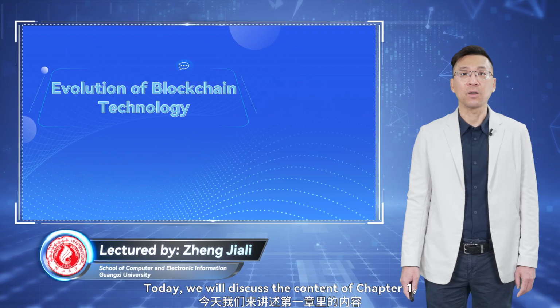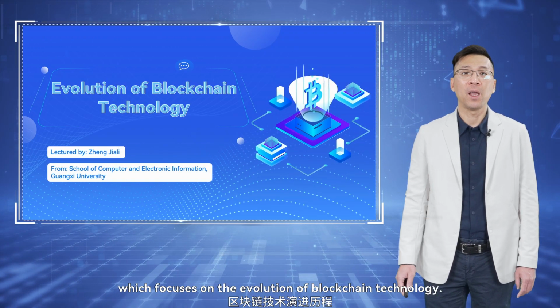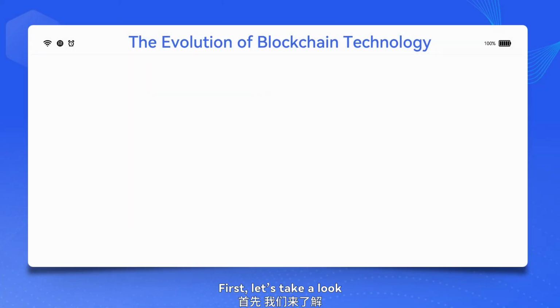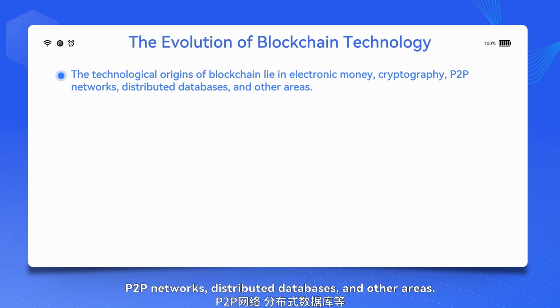Hello everyone. Today, we will discuss the content of Chapter 1, which focuses on the evolution of blockchain technology. First, let's take a look at the development history of blockchain. The technological origins of blockchain lie in electronic money, cryptography, P2P networks, distributed databases, and other areas. It has gone through three main versions.